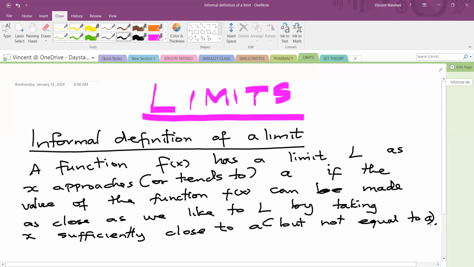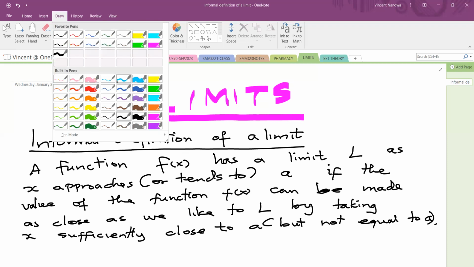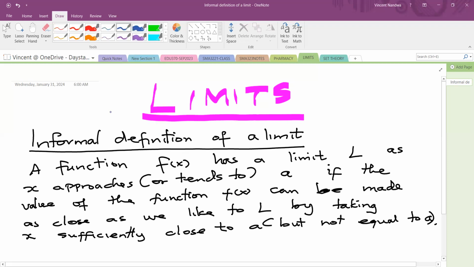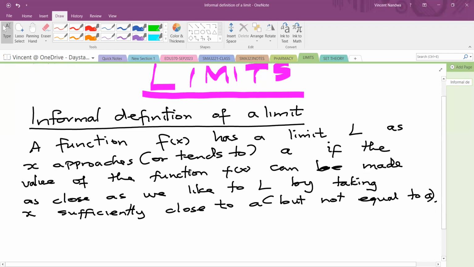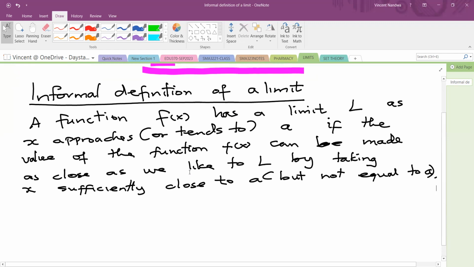This is how we define the limit of a function f of x informally: a function f of x will have a limit L as x approaches or tends to a value A if the value of the function f of x can be made as close as we like to L by taking x sufficiently close to A. And this x need not be necessarily exactly equal to the value A itself.